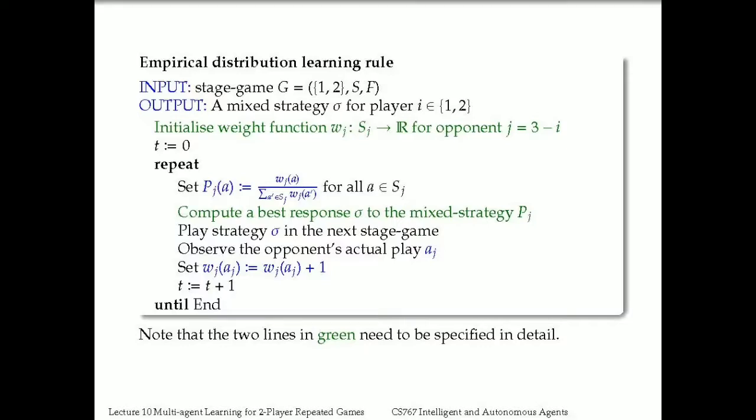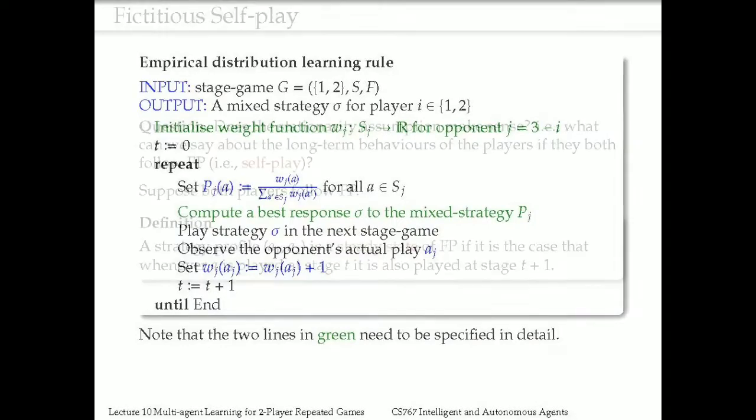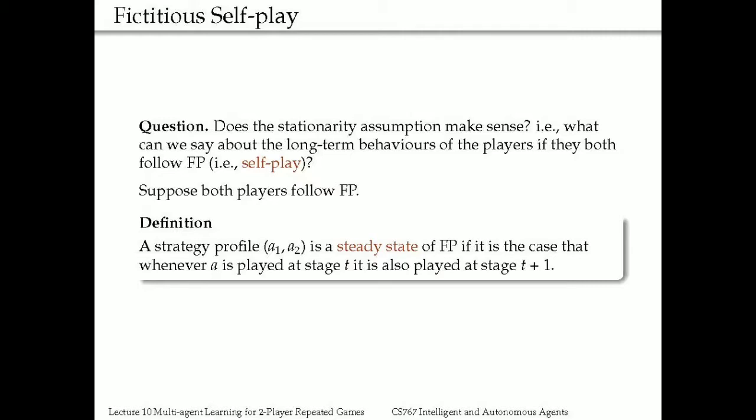So now the question is, does the stationarity assumption make sense? In other words, what can we say about the long-term behavior of the players if they both follow fictitious play? And if both of the players follow fictitious play, we call this self-play because it's essentially the agent playing with itself, because they're adopting the same strategies.